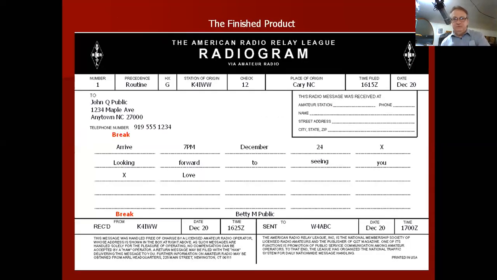Here it is all set up, and all that information is put in. You can see at the top, message number 1, routine, HXG, the call sign, the word check, and place of origin, and the time that it was filed, and also the address, and you can see how it's spelled out in groups of 5. You can look at that and say right away, there's 2 lines of 5 and 2, there's 12. And the received down below, Betty M. Public. Okay, that's a cool name. So there's your finished radiogram.